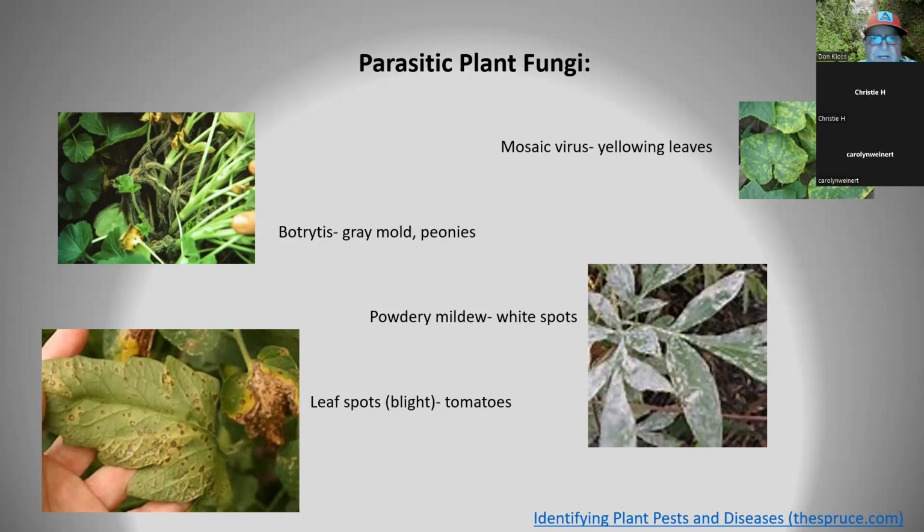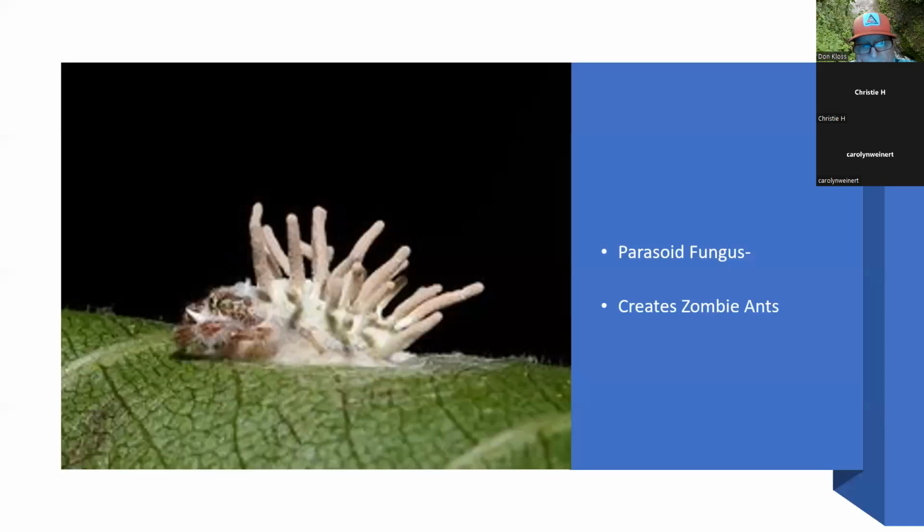So to continue here, Christy gave me this picture to add. We talked about this in a previous presentation. This is the parasitoid fungus, which creates those. Parasitoid, like parasite. I left out just a syllable there, and that was a hurry thing. I'm sorry. This is the fungus that creates those zombie ants that we talked about in a previous presentation.